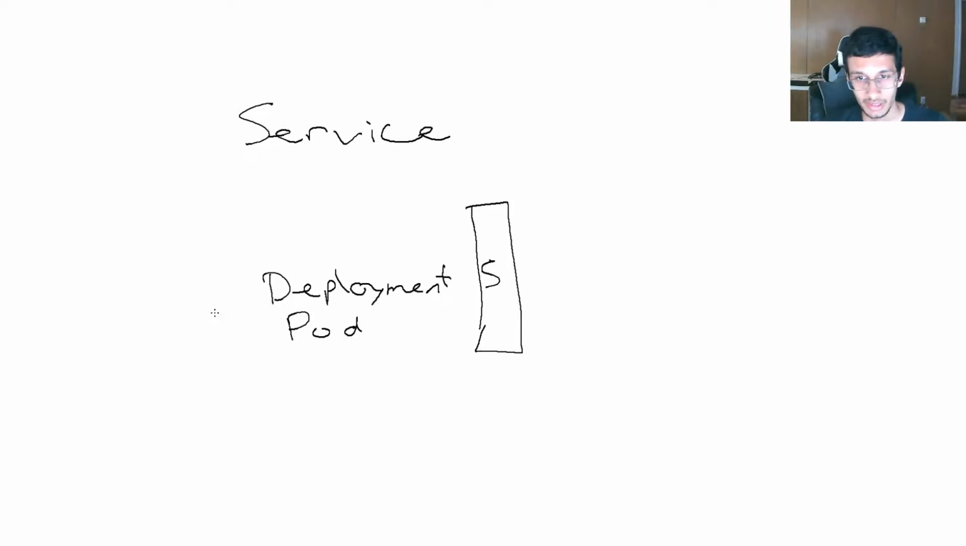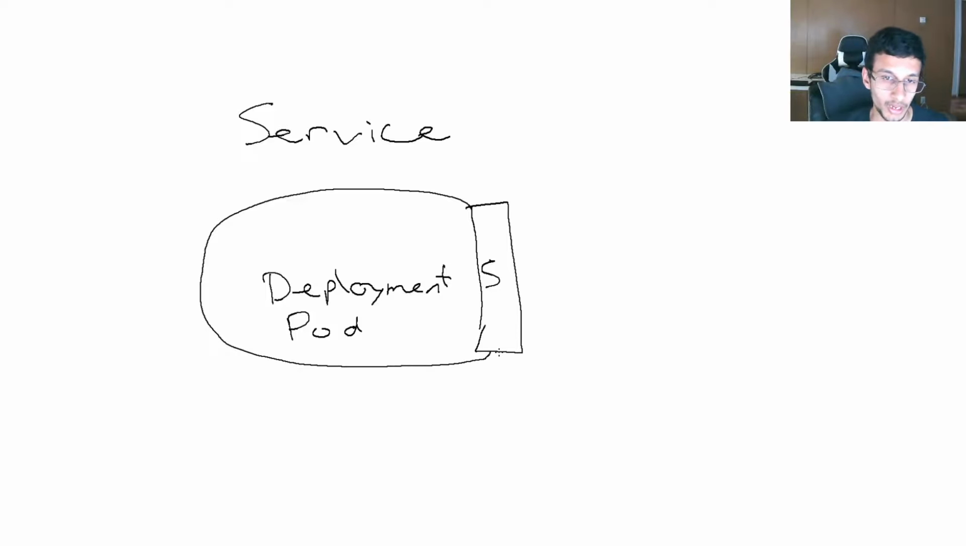Now, a service is what allows us to communicate with the pods without knowing about the individual IP addresses of the pods or where they're located, or having to think about exactly which pod we're communicating with. Services are excellent if we have several pods that provide the same function, but for which we don't care about which exact pod is chosen.